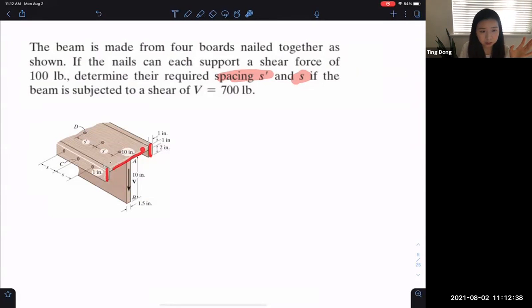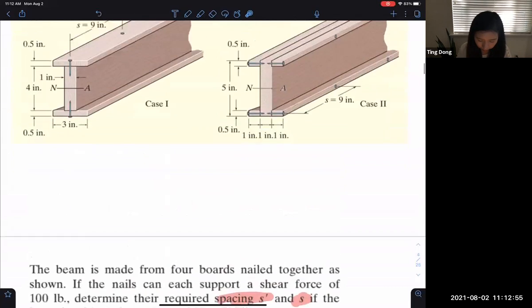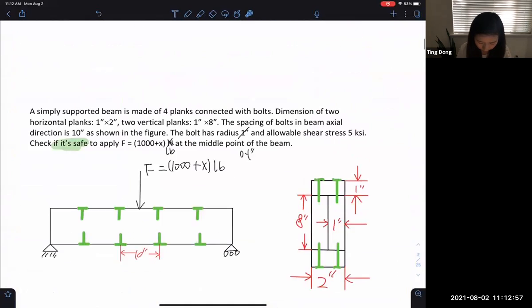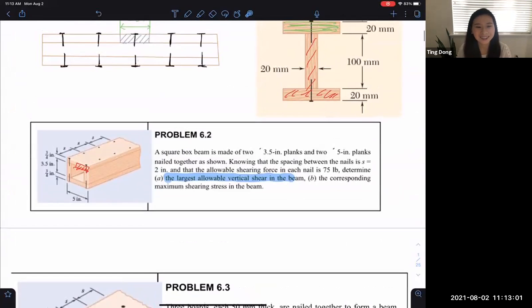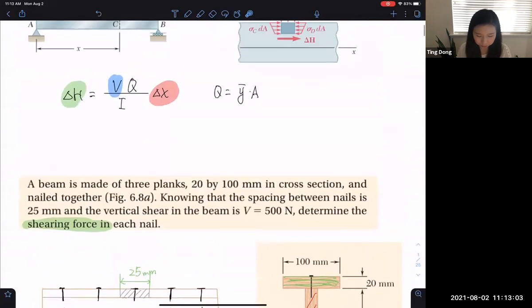So in terms of the calculation, I think possibly it is the same workload as using this one. Well, you can make your decision during the exam. So this is for horizontal shear force or longitudinal shear force, it doesn't matter. So any question for this part?